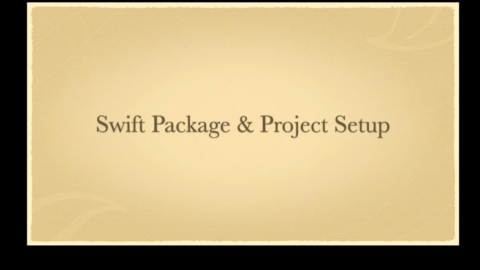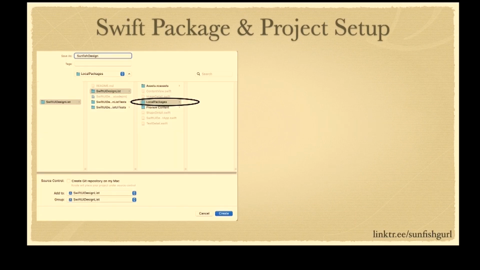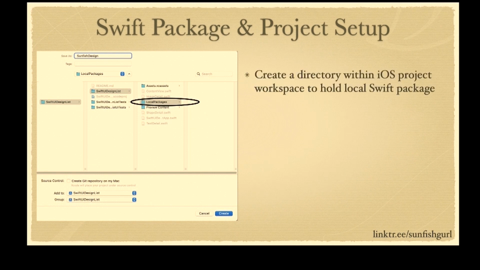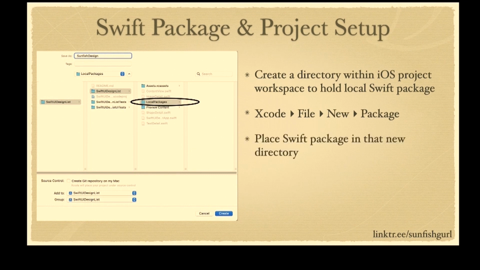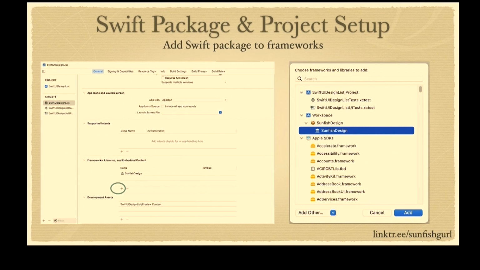So let's start by going over how to set up the Swift package and project workspace. Since we want to start by creating a local Swift package that you can build in tandem with your iOS project, you can do that by creating a directory within your iOS project workspace to hold your local Swift package. I called mine local packages, but you can call it whatever you like. So you do that by going to Xcode file, new package, and you want to place your Swift package in that new directory. And add your Swift package to the same workspace as your iOS project.